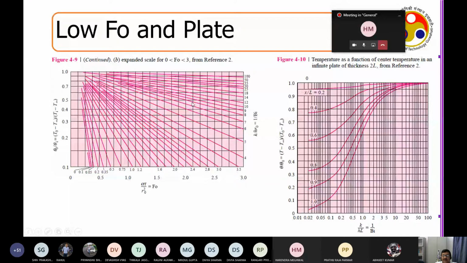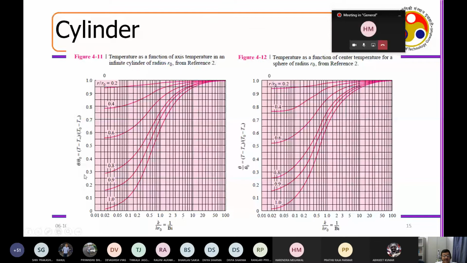Say for an infinite plate, temperature as a function of center temperature in an infinite plate. You can see that if I plot, this is 1 by Biot number. This is against the Fourier number. This is against 1 by Biot number. So you may get a plot like this. Now x by L, again you can see these are all different Fourier numbers. You can plot in terms of different Fourier numbers, right? Now again 1 by Bi, this is for a cylinder. This is for a sphere. So these types of plots are all available with you, which actually gives you what?